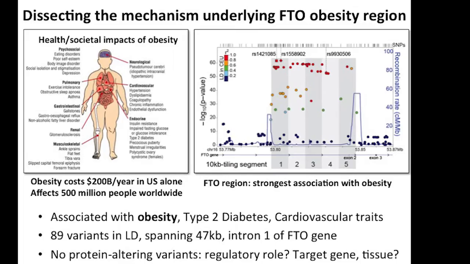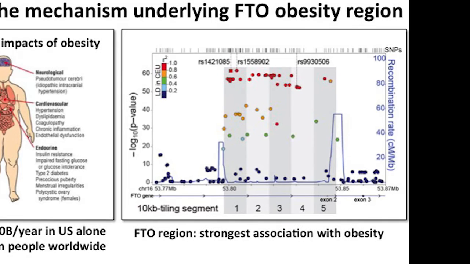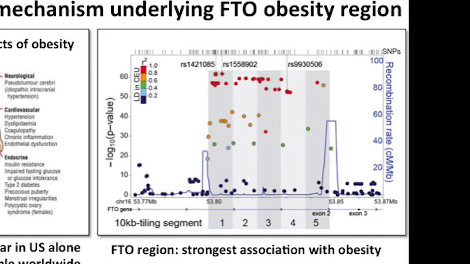The strongest genetic association with obesity was discovered in 2007 in this region known as FTO, fat and obesity associated. And I showed you this region earlier. It has 89 common variants in LD. So it's very difficult to figure out what's the causal cell type. The predicted tissue in which it acts has always been the brain.